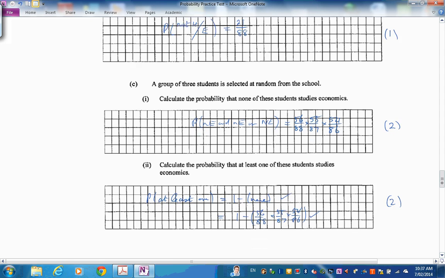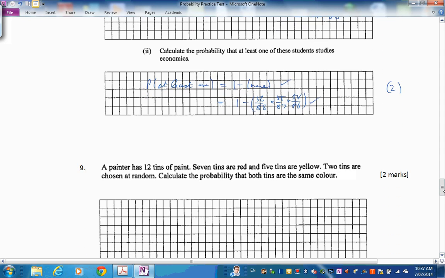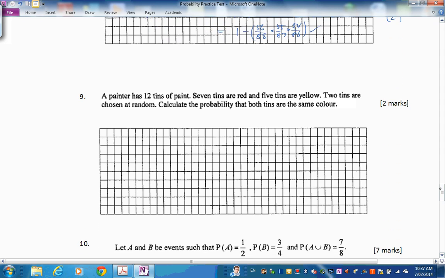All right, let's go down and have a look at the next question, the painter question. 2 tins are chosen at random. Calculate the probability that both tins are the same colour. So the probability that both are the same equals the probability of red and red, or yellow and yellow. So this is 7 out of 12 and then 6 out of 11. If you choose them, you have to reduce the total because your hand has picked up one.